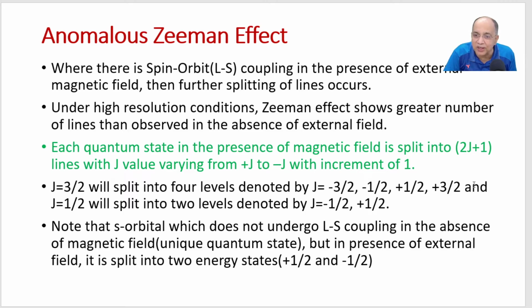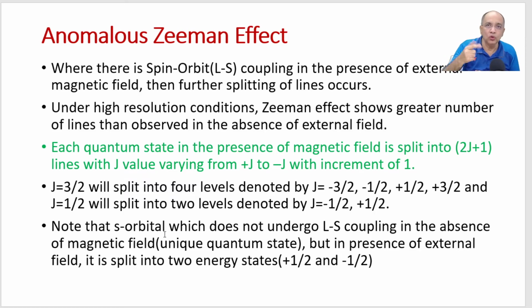Now the J values are different in the presence of an external magnetic field. Note that this is very important. The S orbital, which had one unique quantum state, will now be split into 2. Plus minus half will be applicable here, because although the S orbital has no internal magnetic moment, there is an external magnetic moment.